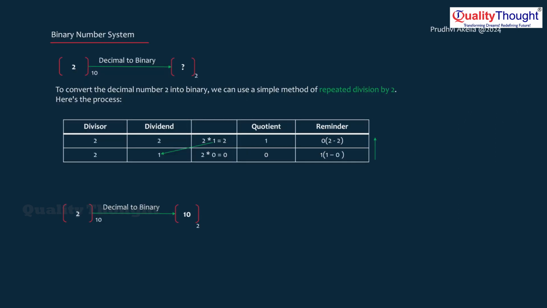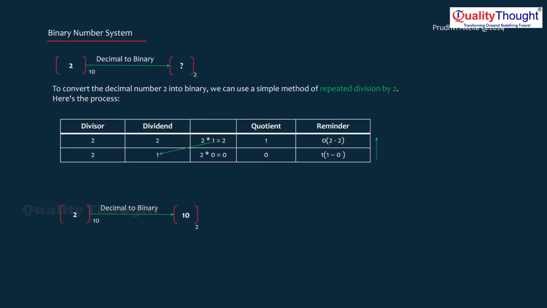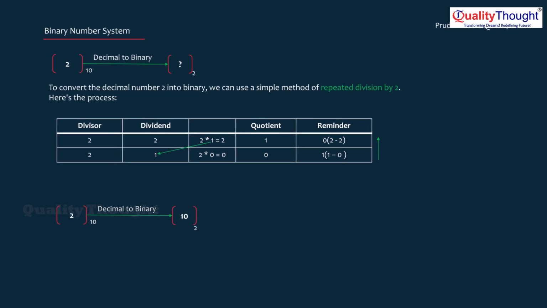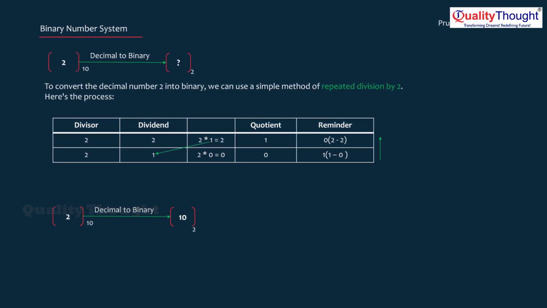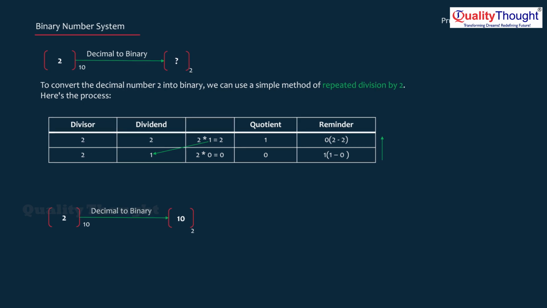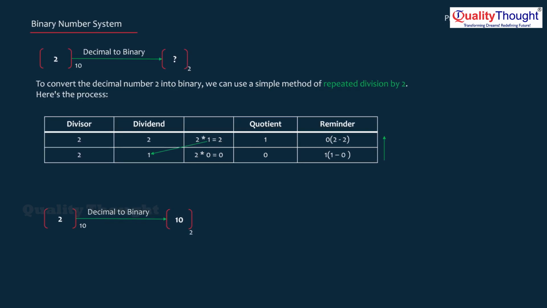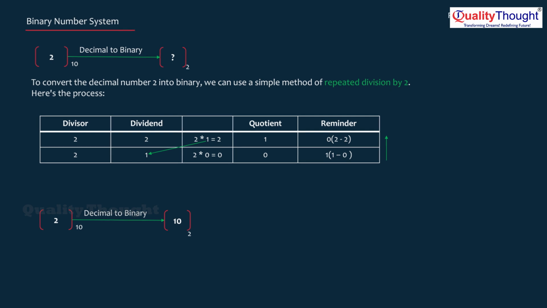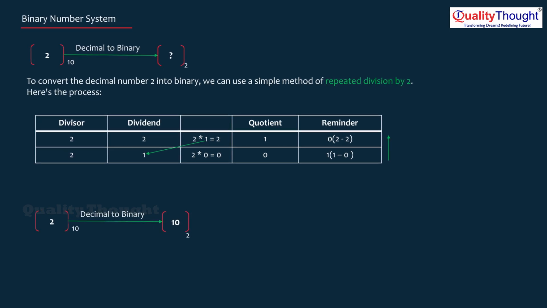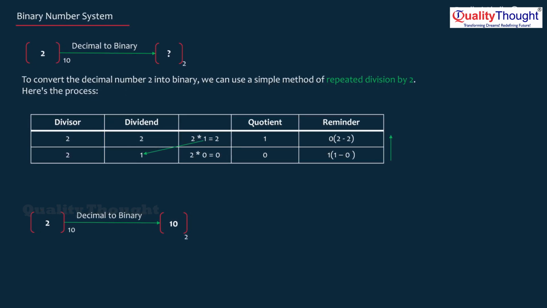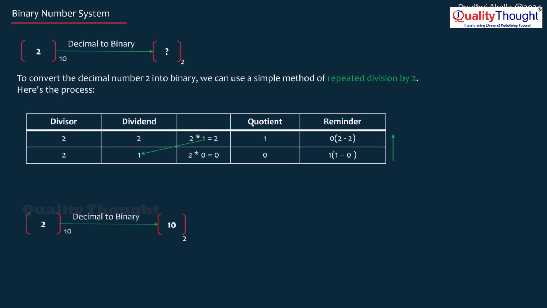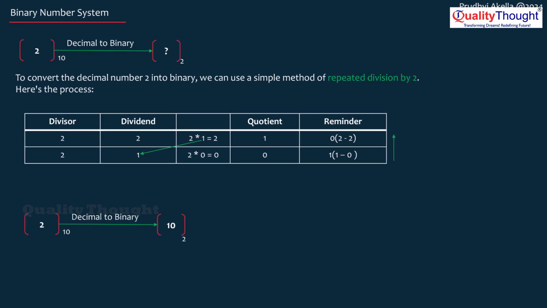The binary number system. In this slide, you can see we are converting the decimal number 2 into binary. If you look at this table, the divisor will always be 2. If you want to convert a decimal number into binary, the divisor is always 2. That means you keep dividing the quotient of the previous step by 2. The 2 that we are trying to convert becomes the first dividend.